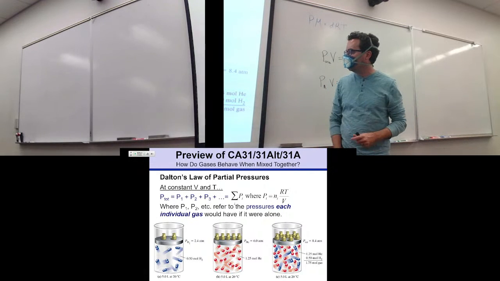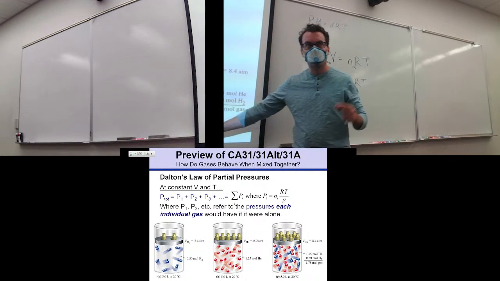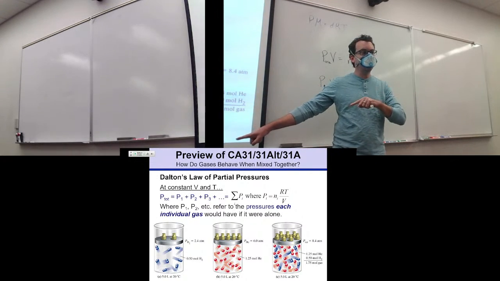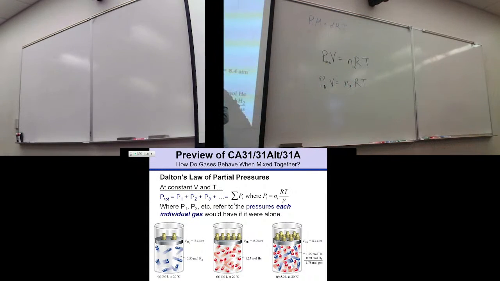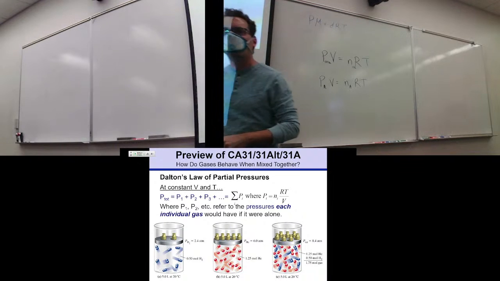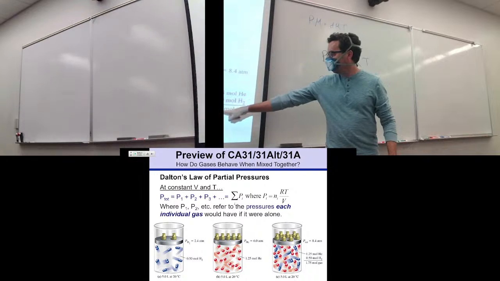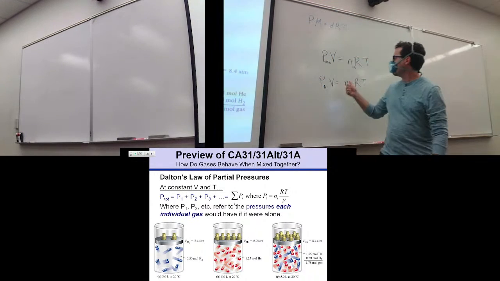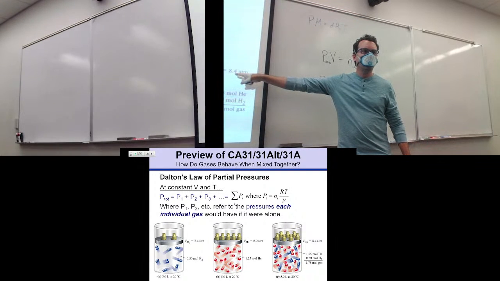I could say, well, the volume is 5 liters. The temperature is 293 Kelvin. And the number of moles is, well, there's half a mole of this, and there's 1.25 moles of this. There's 1.75 moles of gas total. And plug it all together, and plug that all into PV equals nRT, and I will get P total as 8.4 atmospheres.